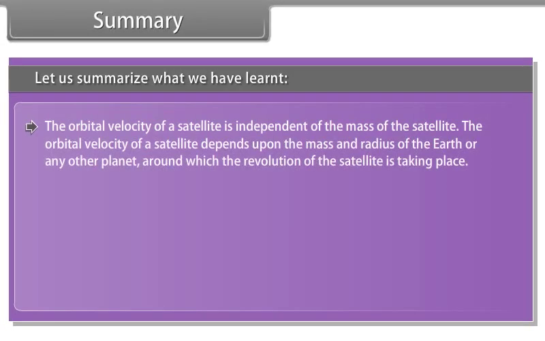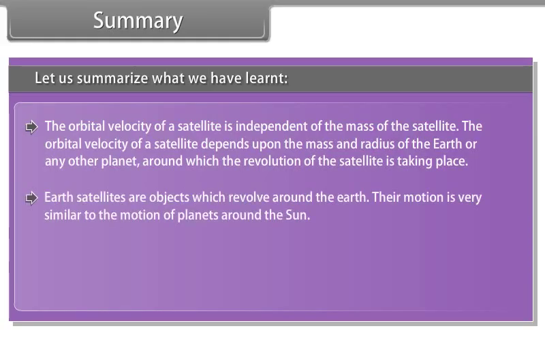The orbital velocity of a satellite depends upon the mass and radius of the Earth or any other planet around which the revolution of the satellite is taking place. Earth satellites are objects which revolve around the Earth. Their motion is very similar to the motion of planets around the Sun.